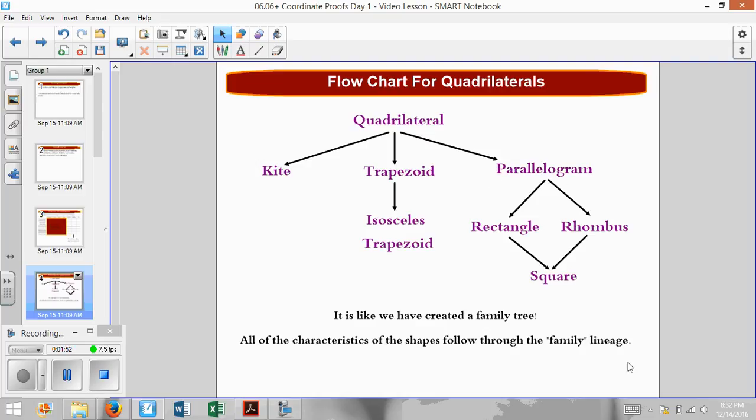So it's a family lineage, like I say down here, where the square possesses all the qualities of the shapes above it within that family. Same thing, isosceles trapezoids possess all the qualities of a trapezoid, and then some extra as well. So again, this is really important to understand the relationships between the shapes, and that's what we're really getting into today.